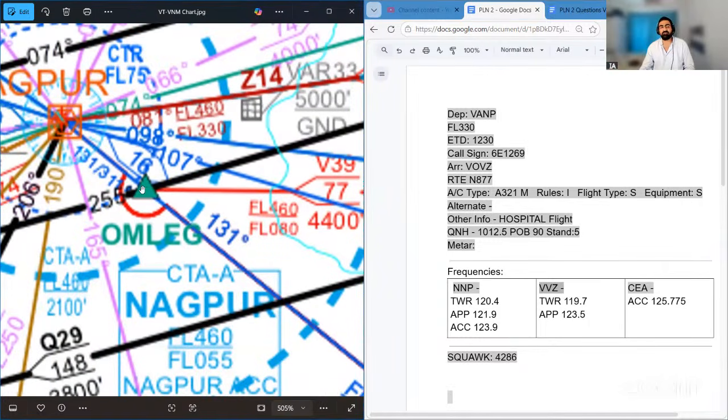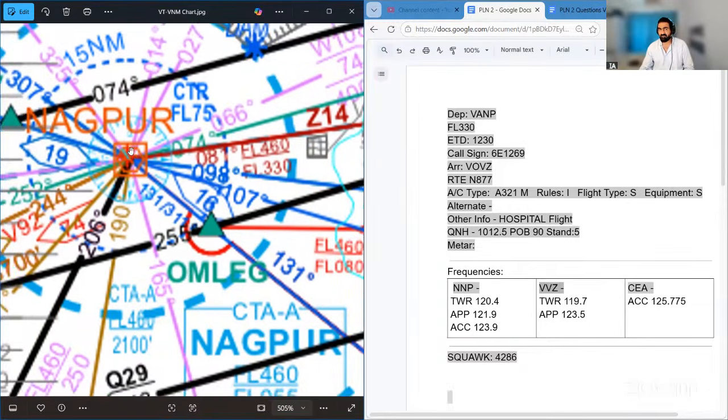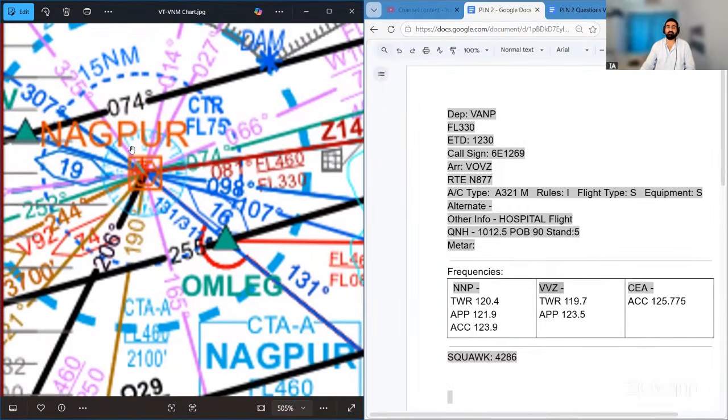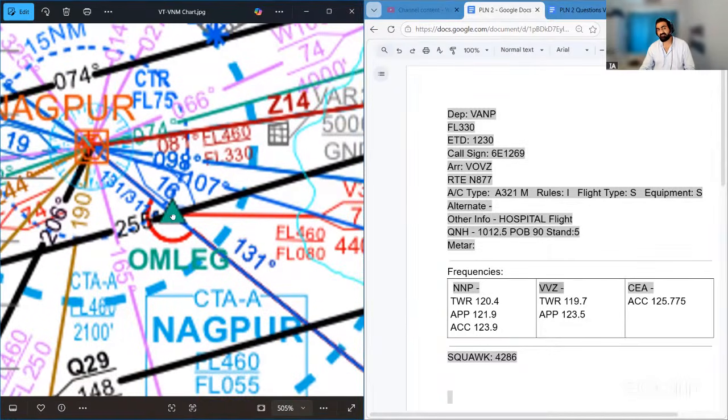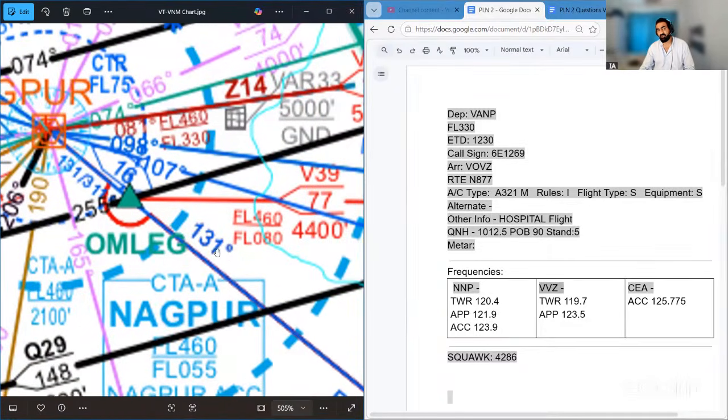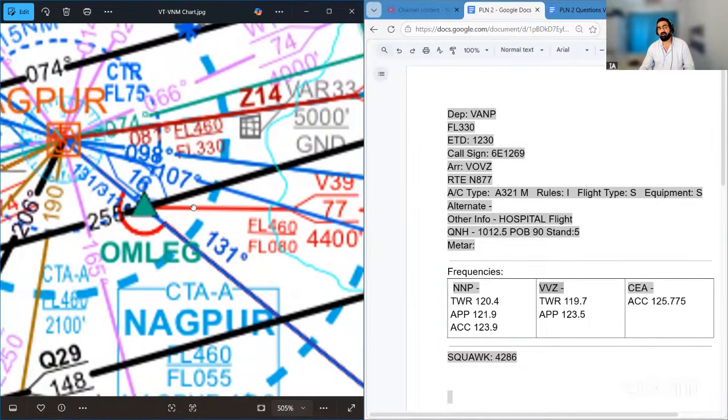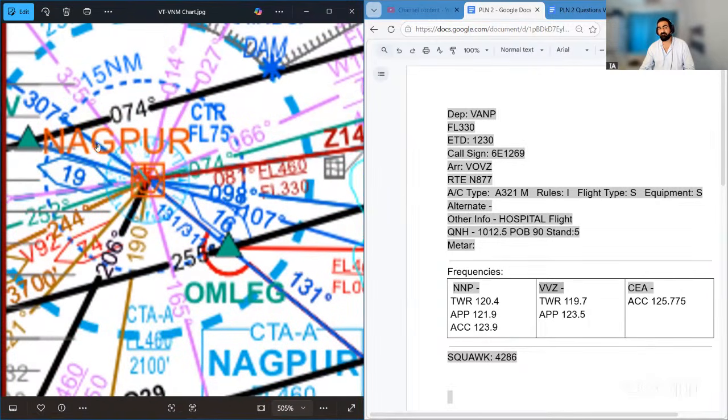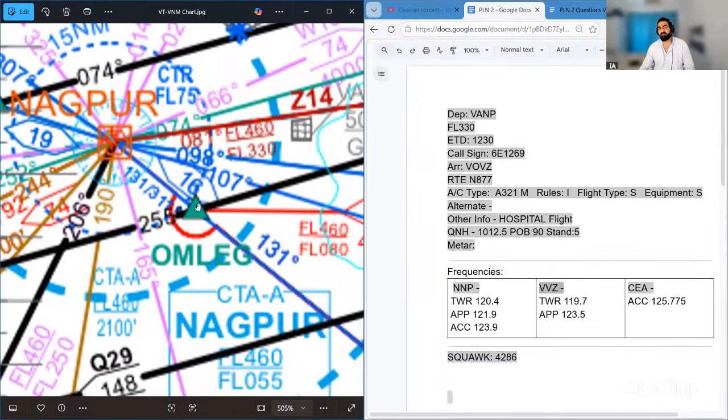So all of a sudden over OMLAG, if I tell you where you are and let's say you are at flight level 70, then you'll say: Nagpur Tower, India 129, OMLAG, flight level 70, November 877, radial 131, Southern DME, outbound, November Papa. How much of DME? You look at this dotted CTR zone, it's 15 nautical miles. So roughly over here you are 15 DME outbound Nagpur.